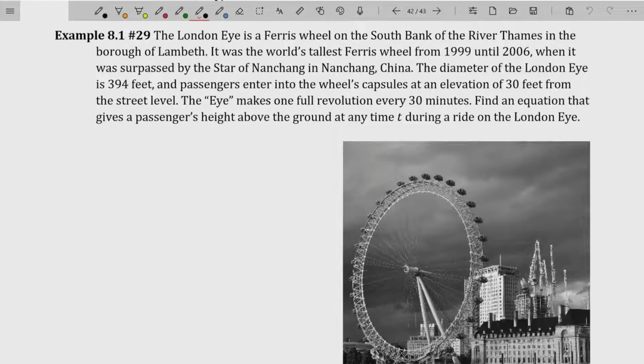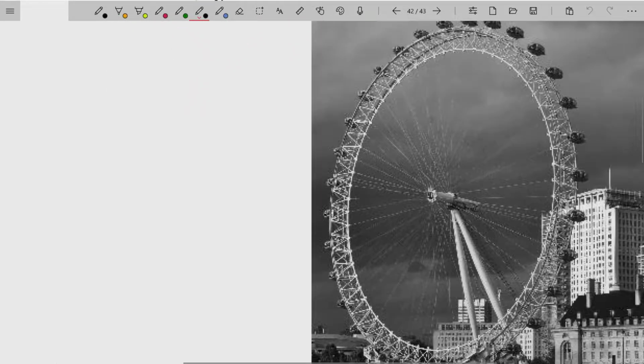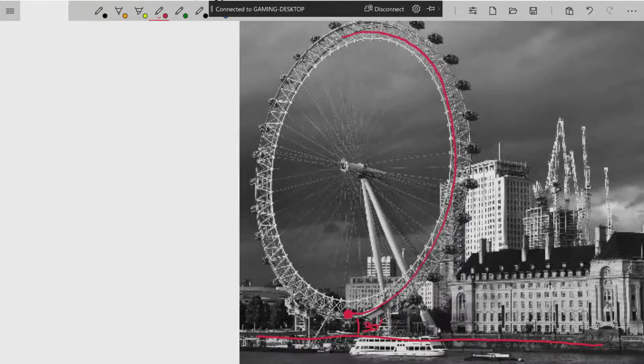Find an equation that gives a passenger's height above the ground at any time t during a ride on the London Eye. Well, let's go ahead and showcase it. Here's a picture of it right here. So if this is the ground level, they enter in at a height of 30 feet. So there's a 30-foot elevation they start at. And then it just starts to go up and around.